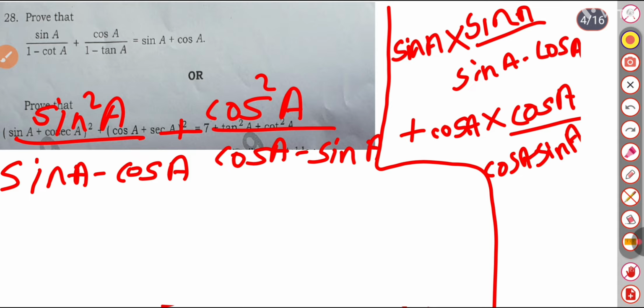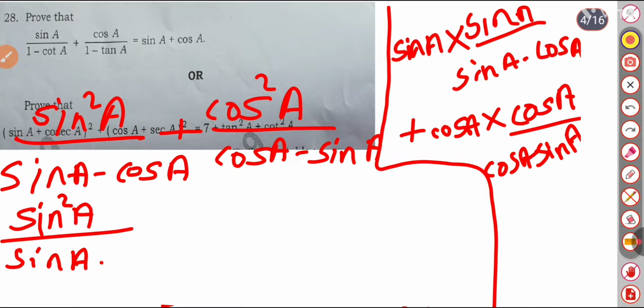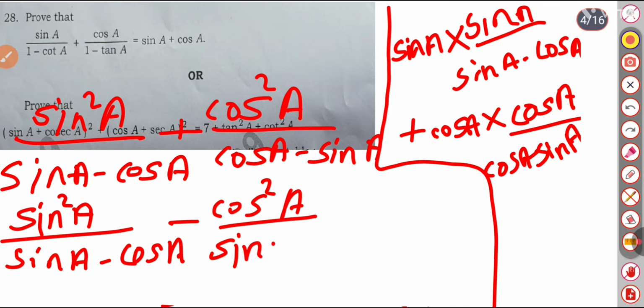So to make the same denominator, we'll take the minus sign outside. Here sin square A stays as it is over sin A minus cos A. If you take the minus outside, it becomes minus cos square A by sin A minus cos A. Now both denominators are sin A minus cos A.